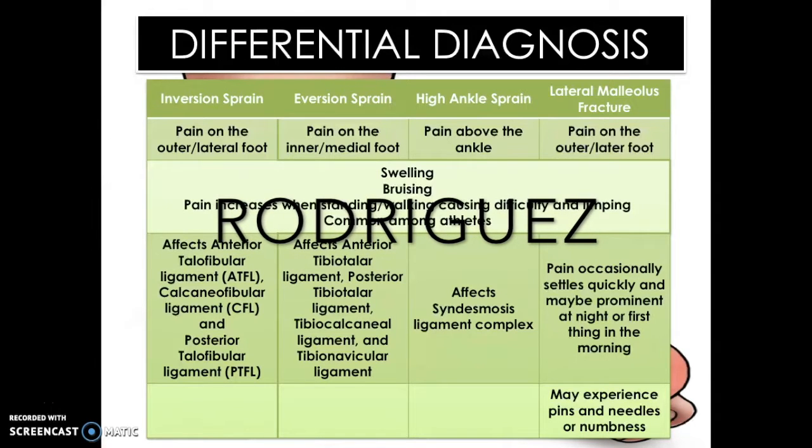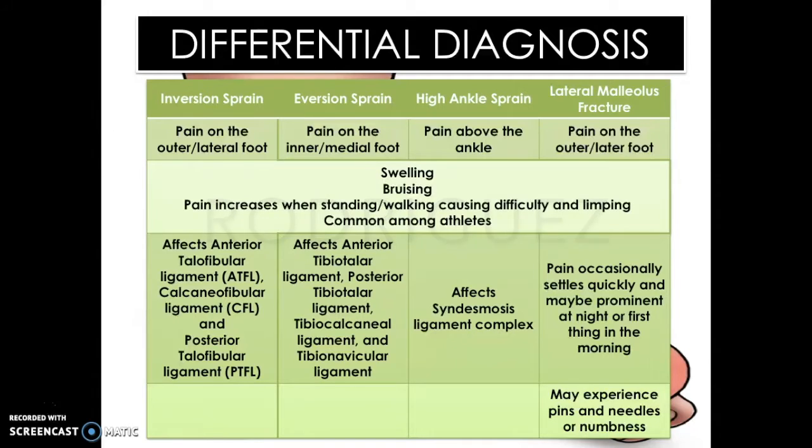So for the differential diagnosis, the case presented with inversion sprain. So here: inversion sprain, eversion sprain, high ankle sprain, and lateral malleolus fracture. For the inversion sprain, the pain is in the outer or lateral foot, and the affected ligaments are the anterior talofibular ligament, calcaneofibular ligament, and the posterior talofibular ligament.